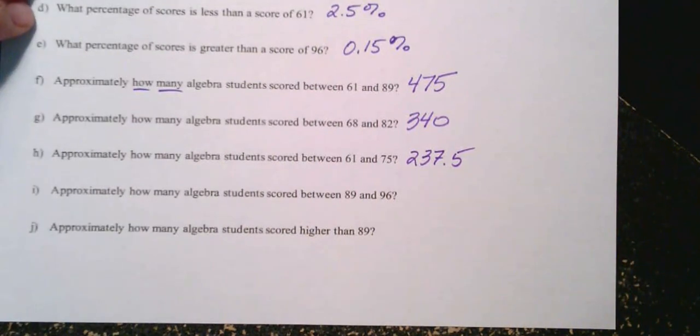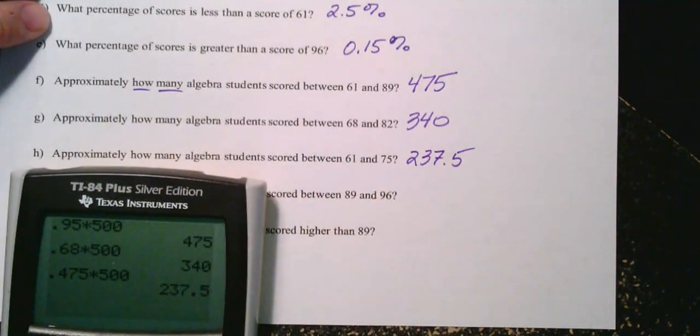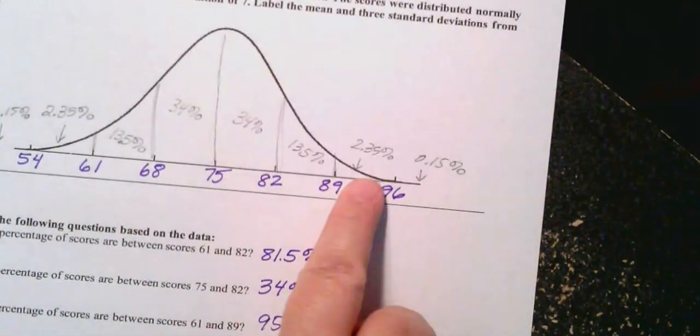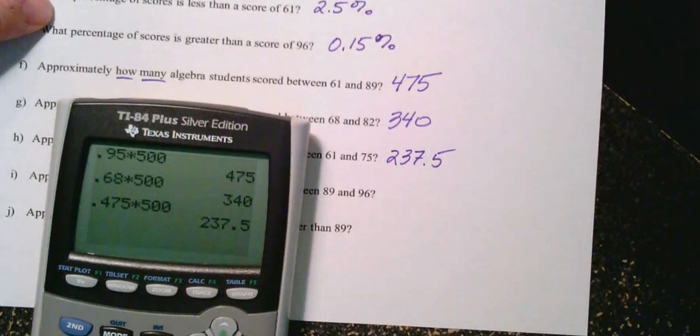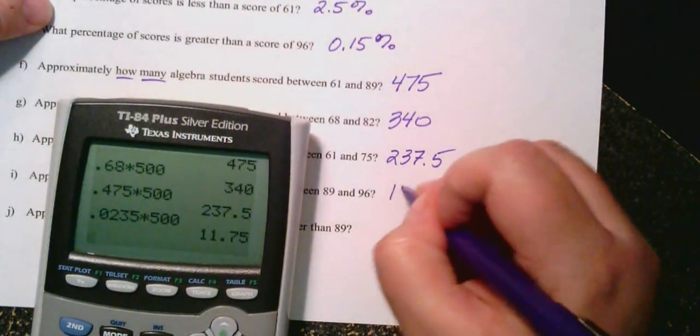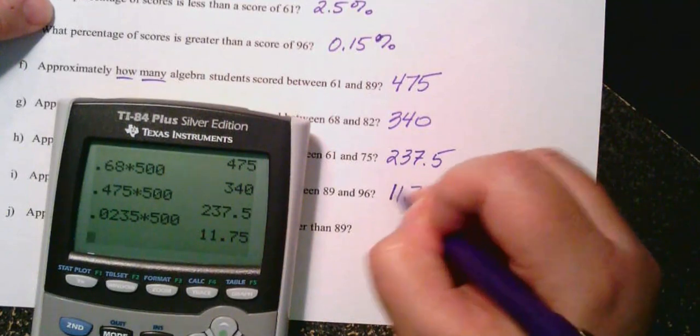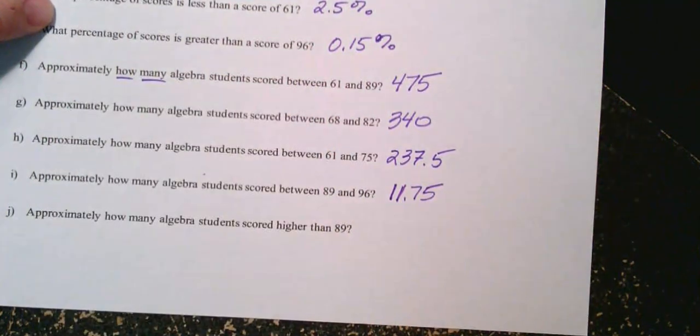Okay. Approximately how many algebra students scored between 89 and 96? Well, between 89 and 96, we've got 2.35%. That's right up here. When we change that to a decimal, remember you always move the decimal 2 places to the left. So it's 0.0235 times 500. And that gives me 11.75 people. So I might be really likely to go ahead and round that to 12.